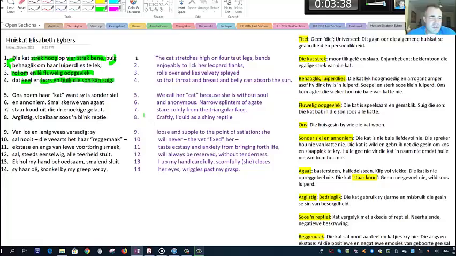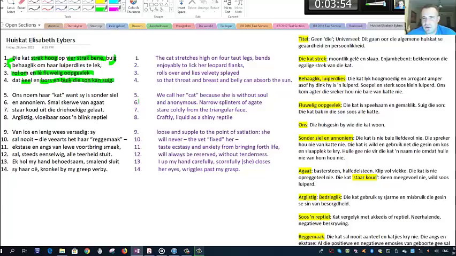Okay, she thinks they have no soul, and they pretend like they own you. So we're dealing with a non-cat person, perhaps a dog person. So it's sort of tongue-in-cheek a bit. That's sort of the tone of this poem.